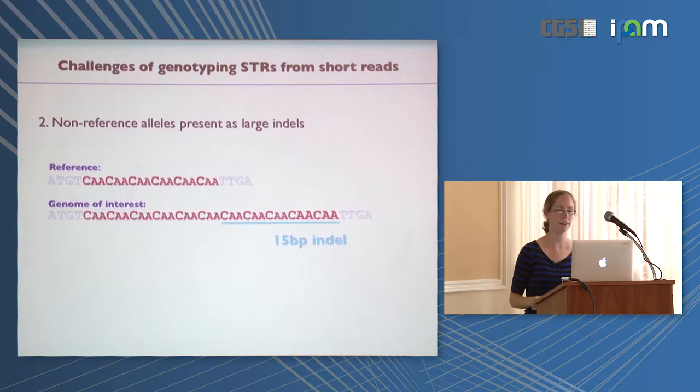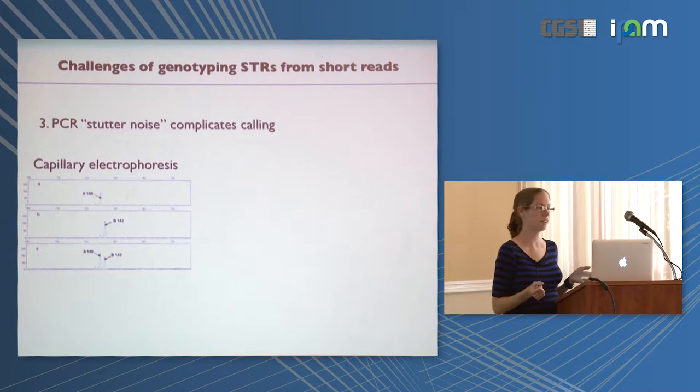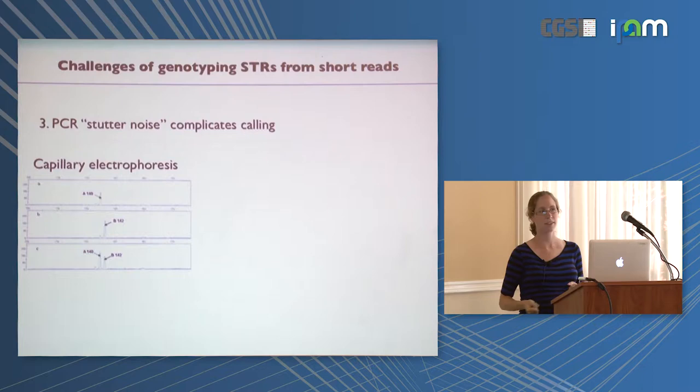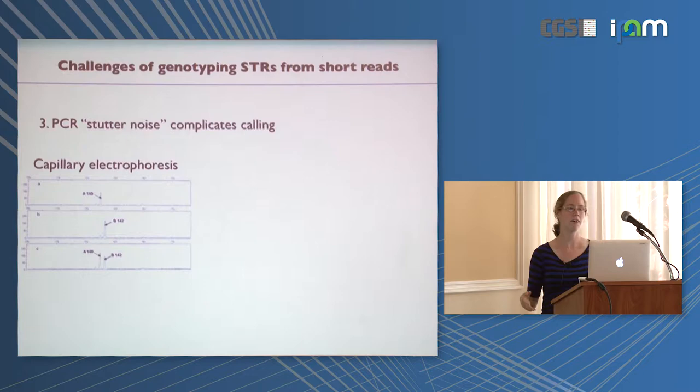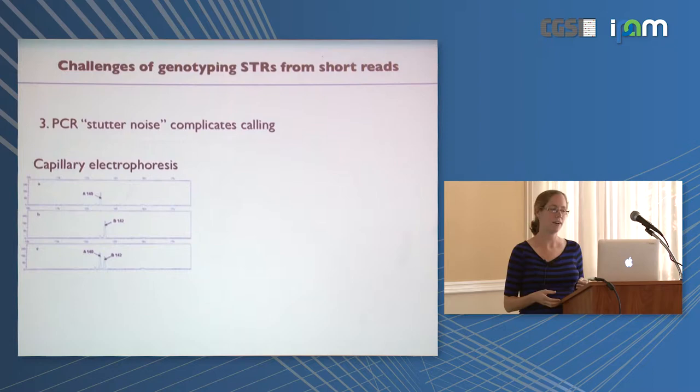A third issue is that STRs can be really noisy. So we get a lot of noise, something we call PCR stutter. Just like DNA replication gets confusing in your body and messes up the number of copies of the repeat, when you do amplification of your DNA to prepare for sequencing, you can also introduce a lot of errors. And the old school way of genotyping STRs, which is called capillary electrophoresis, this would show up in these little peaks that you would get.